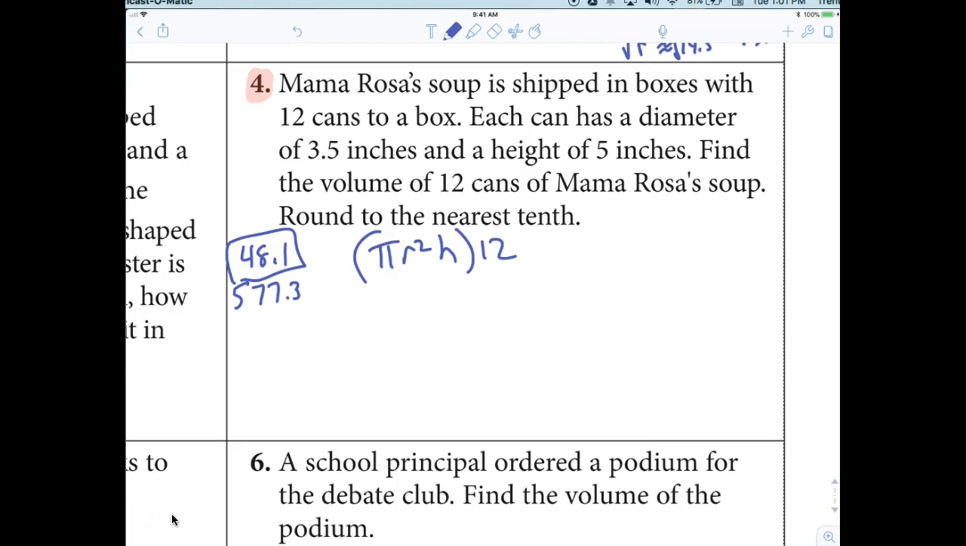All right, so again, pi times, and the one thing they do is try to throw you off. They give you the diameter. So what do I have to do to the diameter? Divided by 2. All right, so if I take 3.5 divided by 2, I get 1.75 squared times the height, which is 5, times 12. So everybody type that straight in on the calculator.